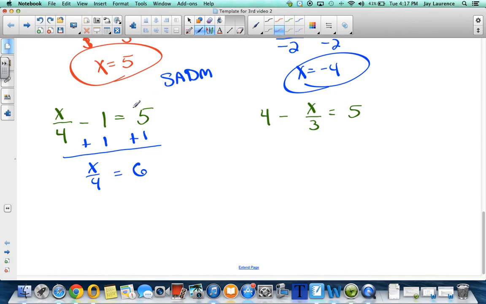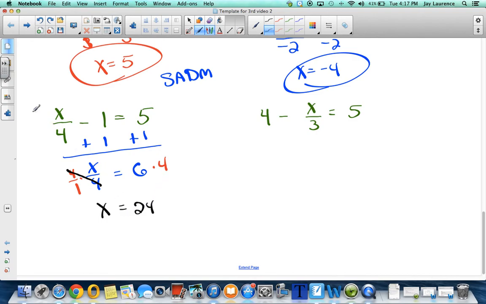Now I have to undo division. Well, I'm going to use multiplication. But I'm not going to multiply the 4. I'm going to multiply the x over 4. So I'm going to put the 4 in the numerator. I don't need a fraction on the right-hand side because there isn't a fraction in blue there. There's just a 6. When I do this, the 4's cancel, leaving me with an x over 1, or just simply x, and 6 times 4 is 24.